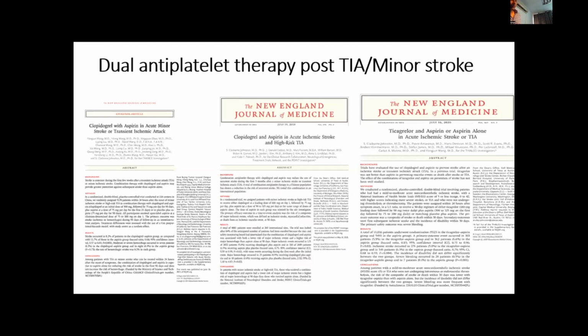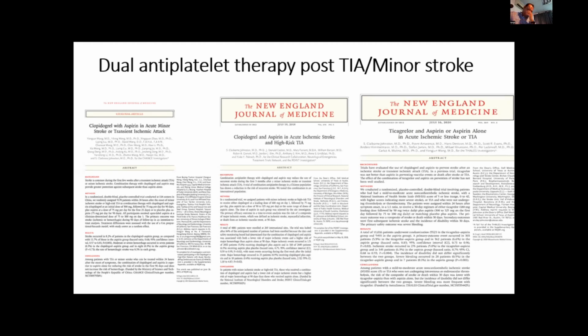Dual antiplatelet therapy in stroke and TIA, well, there are 3 probably decent trials. The first one was the CHANCE trial, which is a Chinese study that showed if you came in with a minor stroke or a TIA, there was a significant 30-day reduction if you put people on aspirin and clopidogrel.